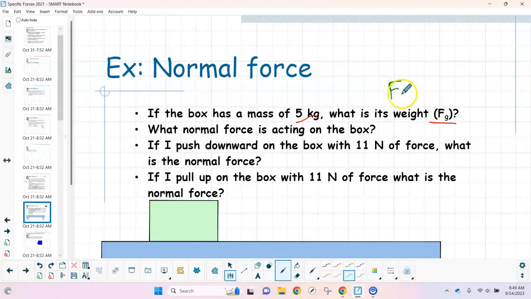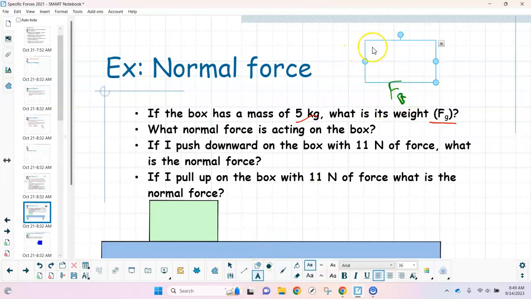Just writing it out. You can write a capital G or a lowercase g. It doesn't really matter here. Let me type it. That'll work better. All right. Fg equals mg, and we're going to plug in the numbers.